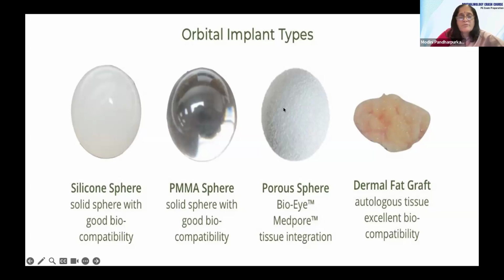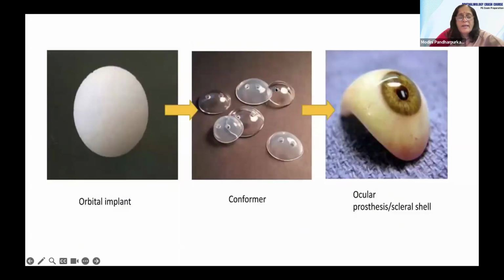So these are the various types of implants you have. You may be asked in the viva, how do you reconstruct or how do you supplement the volume of a socket where the structures have been removed. So the orbital implant, and this is a conformer, a shell, which is similar to the shape of a prosthetic eye. This is a prosthetic eye here, and this is placed in the socket till everything heals and edema subsides, when you can remove this and place the appropriate sized implant.